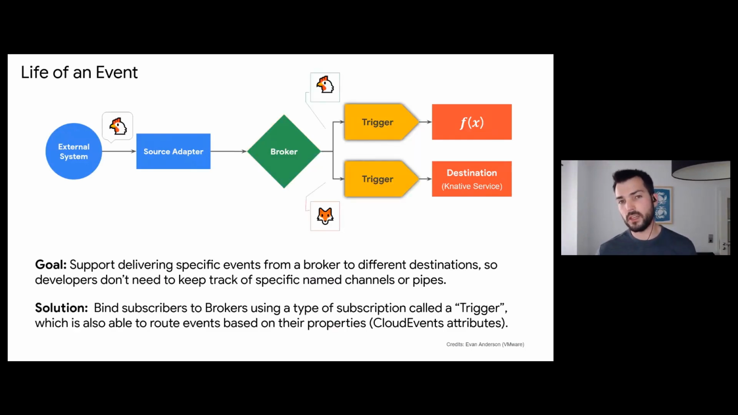But what we add on top of that is something called a trigger, and the trigger allows binding subscribers to the brokers using a type of subscription which allows you to do some filtering on those events. So you can technically consume a specific list or a specific type of event from a broker, even if that broker contains much more events than what you're interested in. And this relies purely on CloudEvent attributes. So remember, I mentioned before, the CloudEvent specification is simply an envelope which has some metadata and some data.